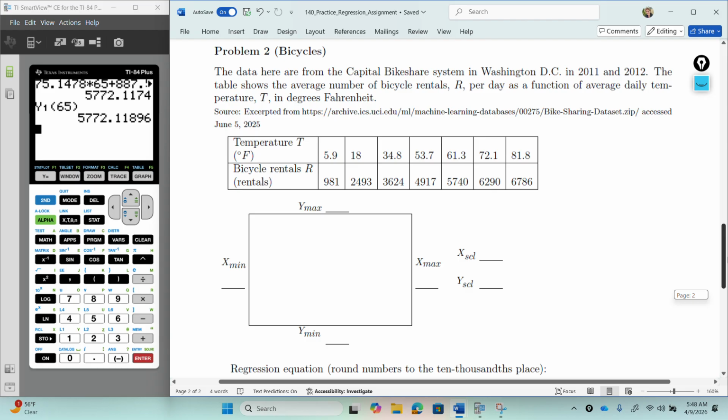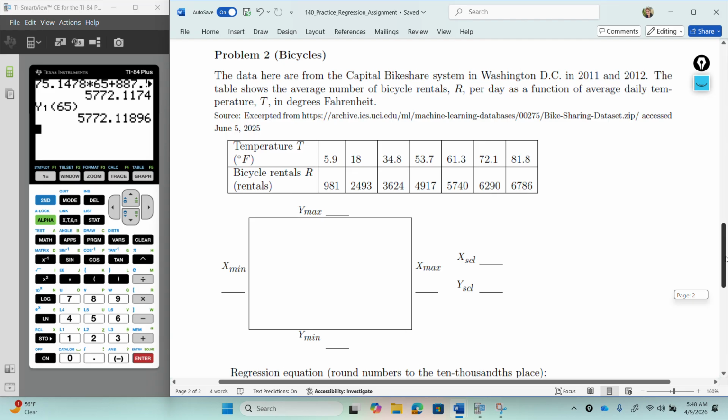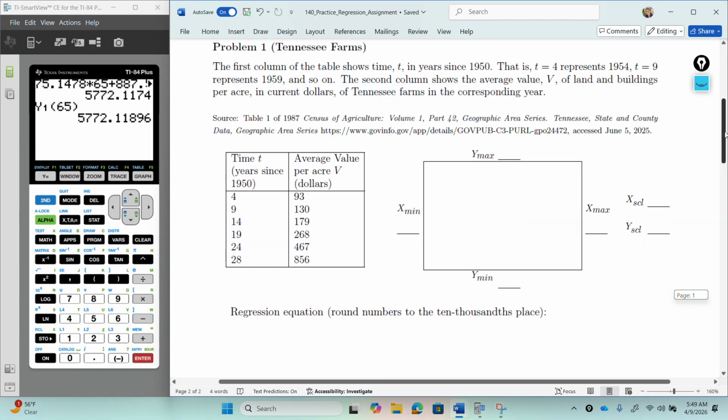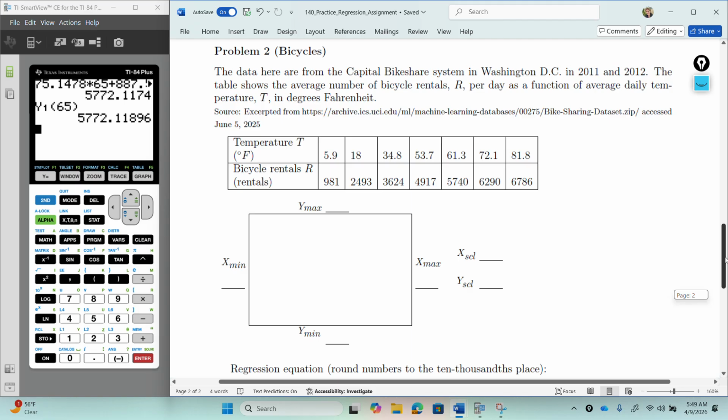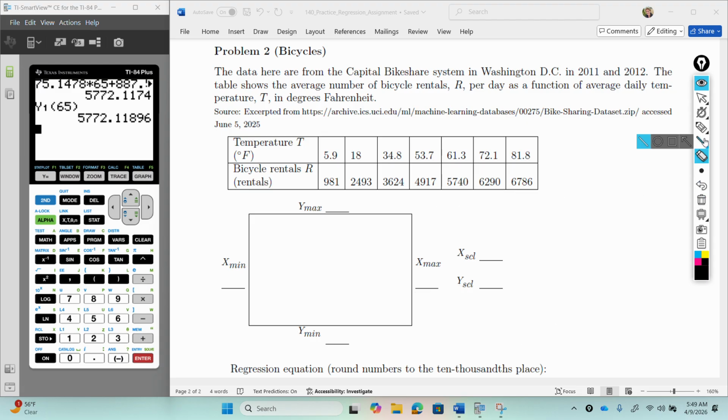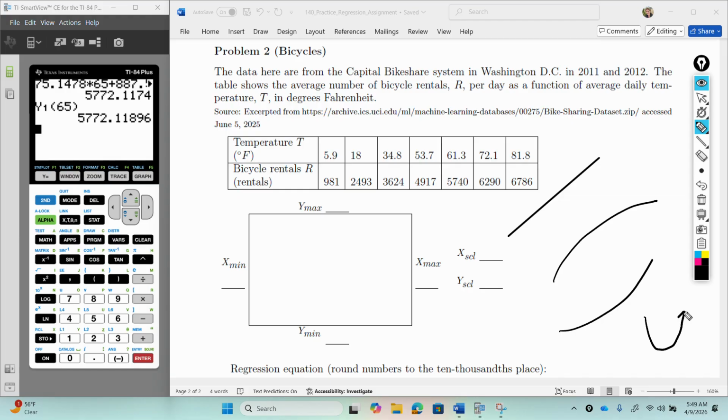Now, just because problem two in this practice problem was a linear regression doesn't necessarily mean that your problem two will be a linear regression. So in this assignment, problem one was exponential, problem two was linear. That's just how it worked out in this particular example. So you will need to decide, do you have linear regression? Do you have exponential regression? Or do you have quadratic regression or cubic? Okay.